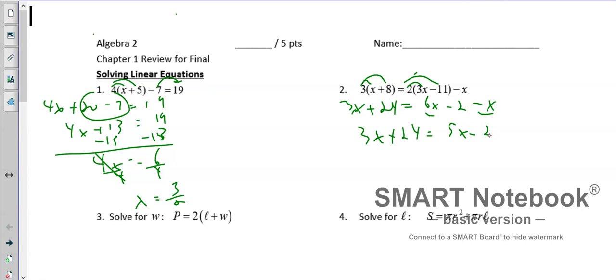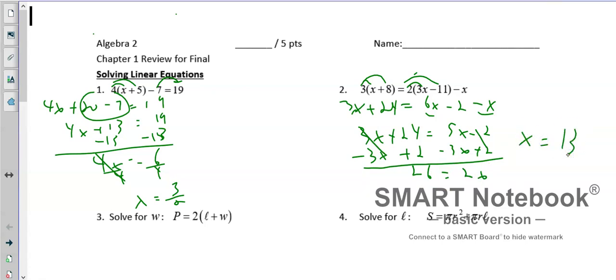Now, you can move the 5x over and get negative 2x, or you can move the 3x over and get positive 2x. It really doesn't matter. It's personal preference. I like to keep my x's positive. So I'm going to subtract the 3x from both sides. And I'm actually going to just add 2 at the same time. You can make baby steps and do it separately, but it's up to you. That's going to give me on this side 26 and 2x. And then when I divide by 2 on both sides, I'm going to get x equals 13.